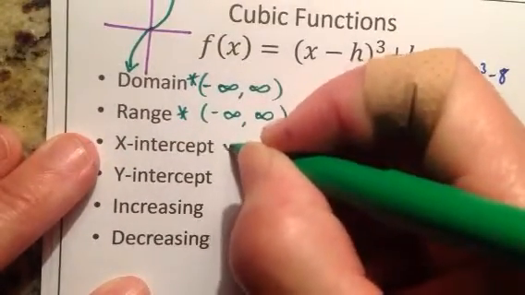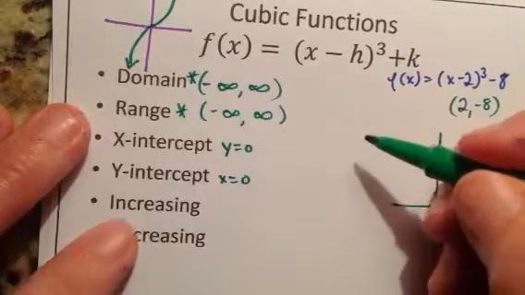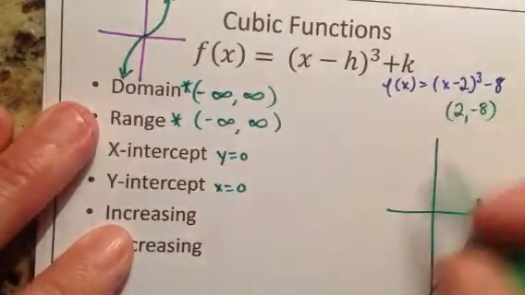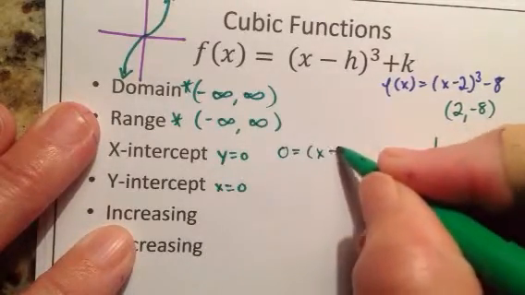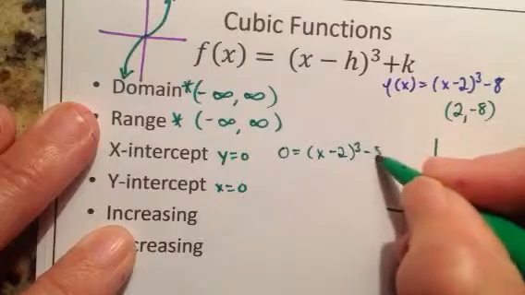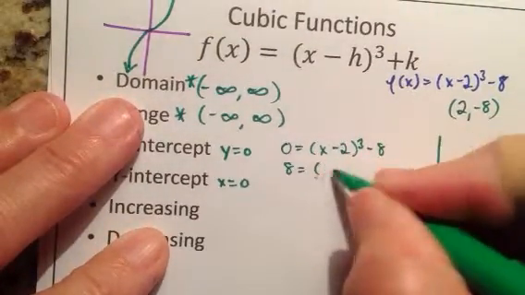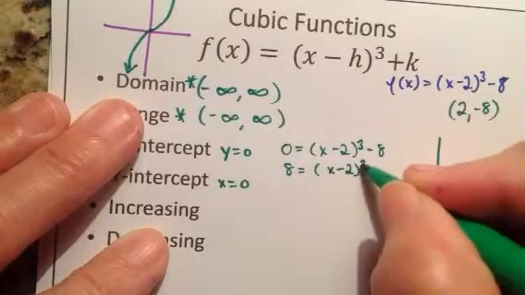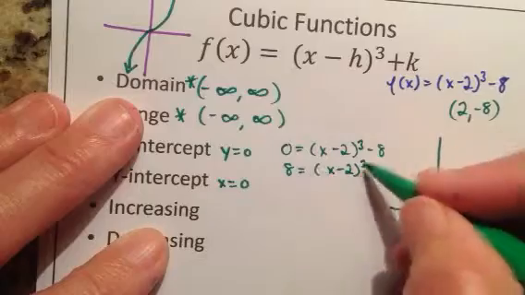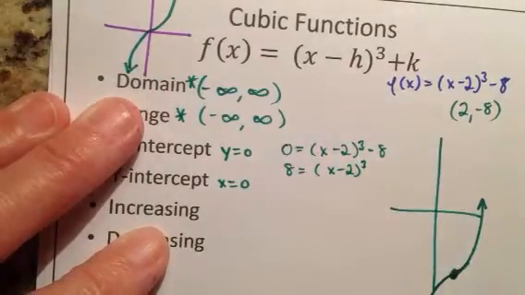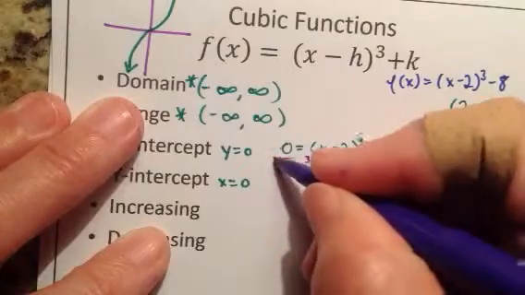So x-intercept: y equals 0. For my x-intercept, let's go ahead and plug 0 in for y. So I'm going to get 0 equals (x minus 2) cubed minus 8. Now I'm going to add 8 to both sides. So 8 equals (x minus 2) cubed. Now that the cube is by itself, I can take the cube root.